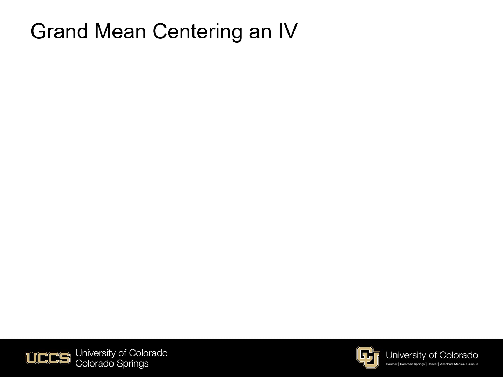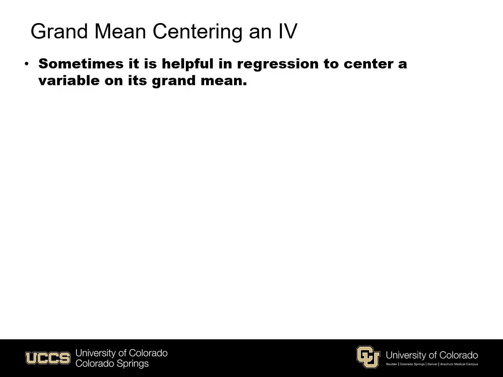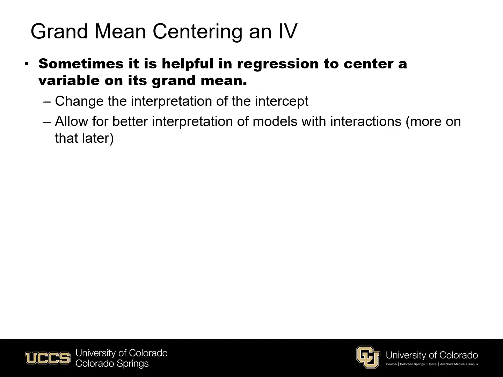I'd like to spend a little bit of time now talking about the role of grand mean centering an independent variable in regression modeling. Sometimes it's helpful in regression to center a variable on its grand mean. And the reason might be that we want to change the interpretation of the intercept into something more meaningful. We may want to allow for better interpretation of models, especially those with interactions.